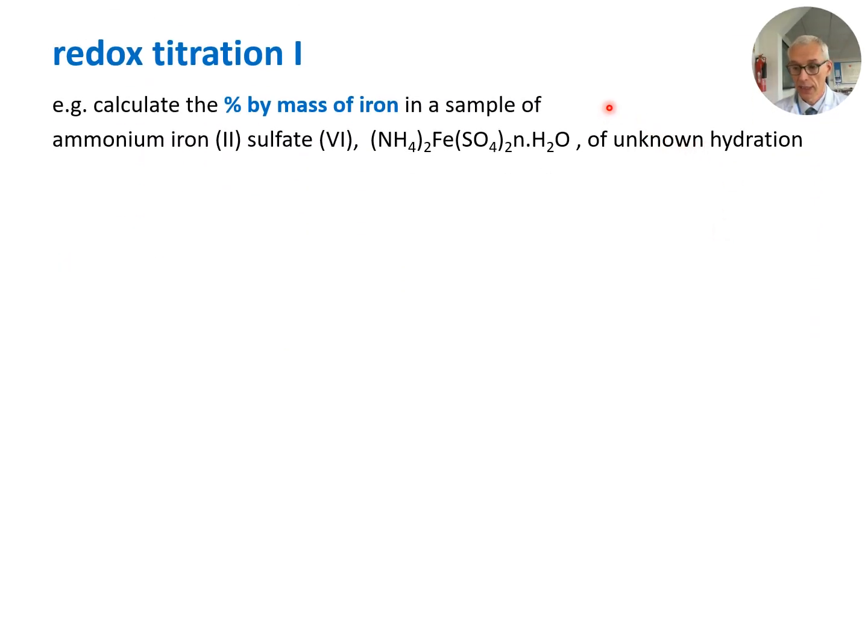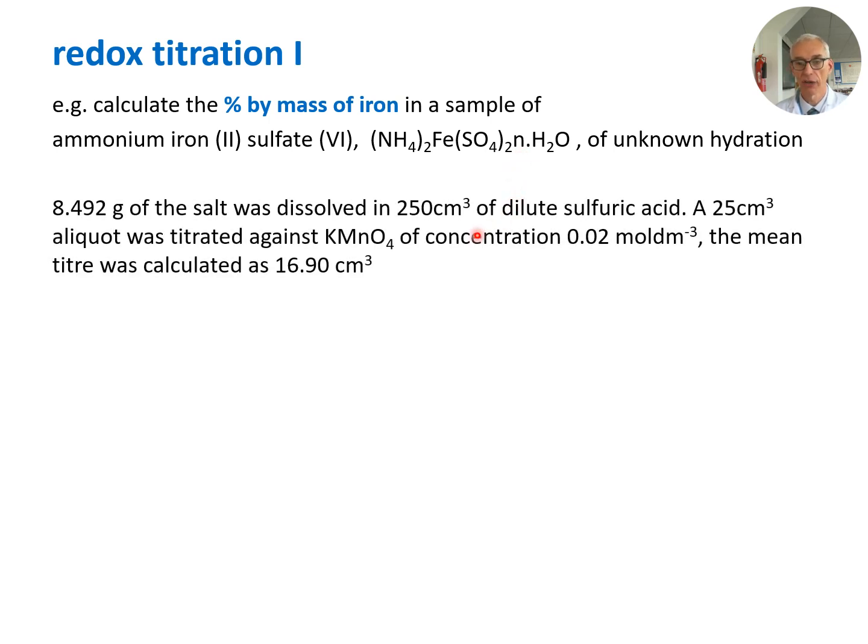So here is a model problem. Calculate the percentage by mass of iron in a sample of ammonium iron 2 sulfate 6, and here is the formula, of unknown hydration. So because we don't know the value of n, we can't just look at the formula and work out the percentage by mass of iron. However, we can carry out a titration with potassium manganate 7.